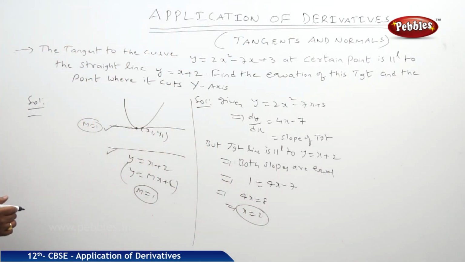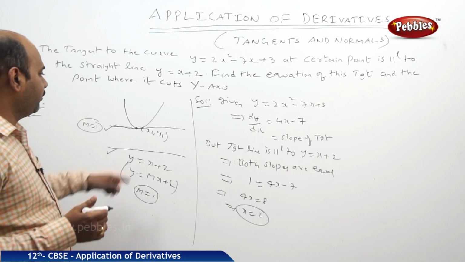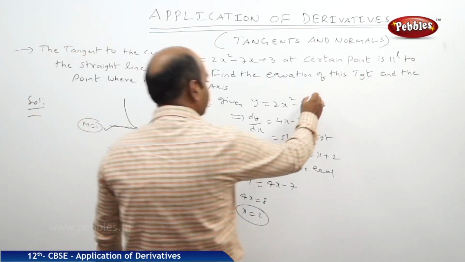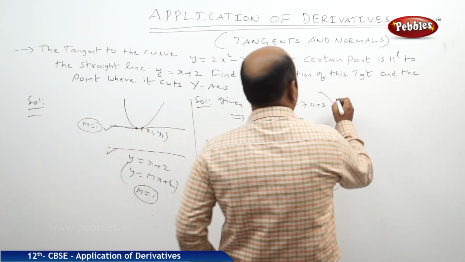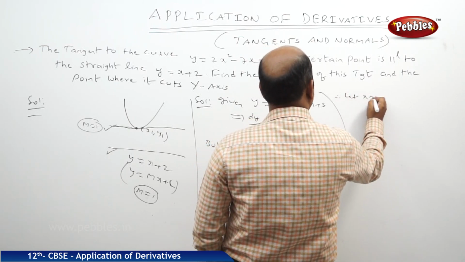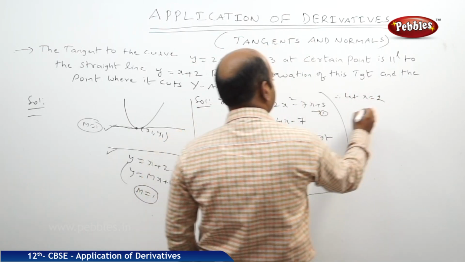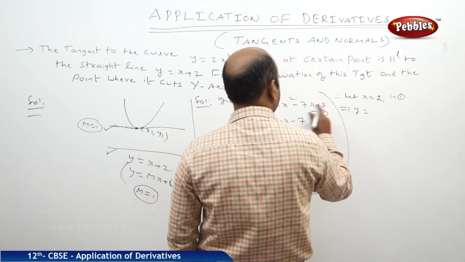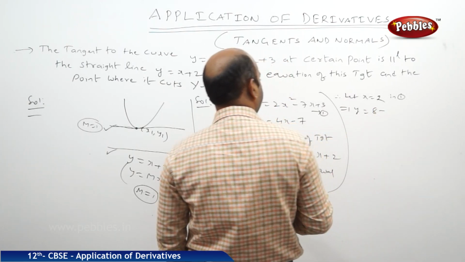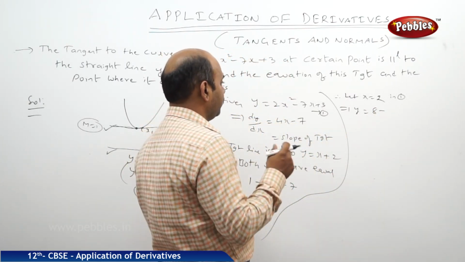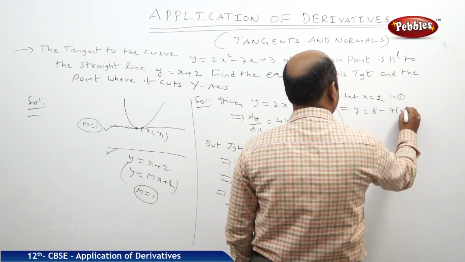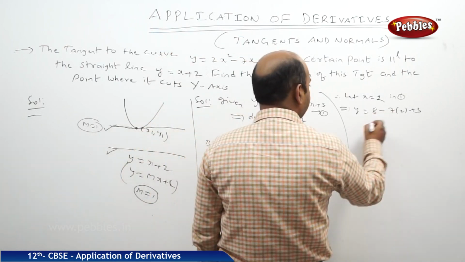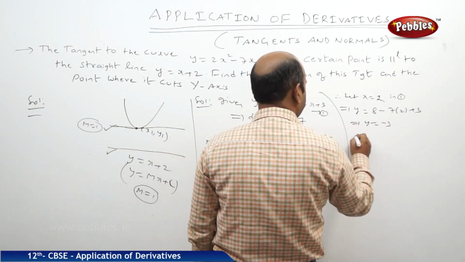So we got x is equal to 2, right? So we need to put this x is equal to 2 in our curve. Then we will get the value of y. Therefore let x is equal to 2 in equation 1. So y is equal to 2 into 2 square, so 2 into 4 is 8, minus 7 into 2 plus 3. So 8 plus 3 is 11, 11 minus 14 is minus 3. So y is equal to minus 3.